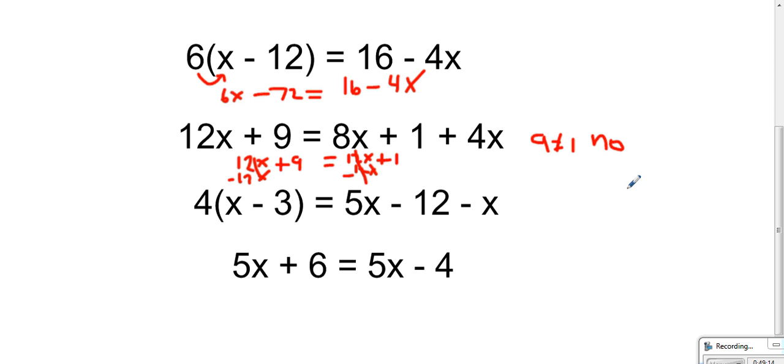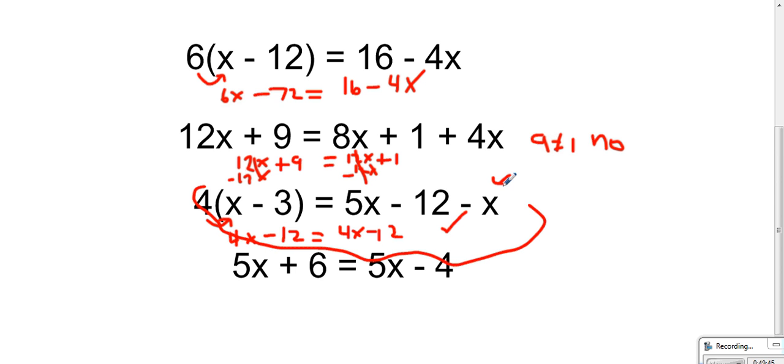That's no solution. So now we have 4 times x is 4x. 4 times negative 3, which is negative 12, equals 5x minus x is 4x. Combining like terms on one side, minus 12. Look what you have. You have 4x minus 12 on one side, 4x minus 12 on the other. This is infinitely many solutions. This is your answer. So you could circle it. That's the one.